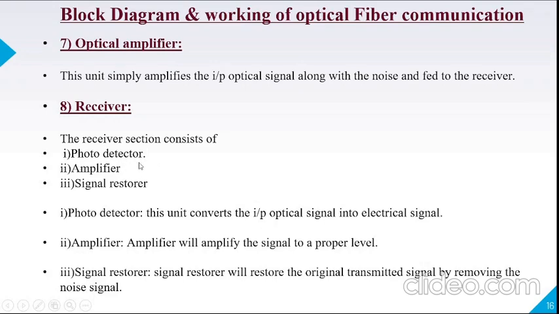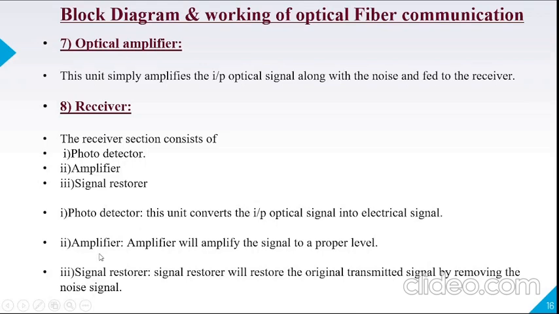And receiver consists of three sections or three blocks. Which are those? Optical detector, amplifier and signal restorer. Photodetector. This unit converts the input optical signal into electrical signal. Now the signal which comes from the optical fiber cable is in the form of optical or light signal. Now there is a need to convert this optical signal into electrical signal. So photodetector will convert the optical signal into electrical signal, and then this signal goes to your amplifier.